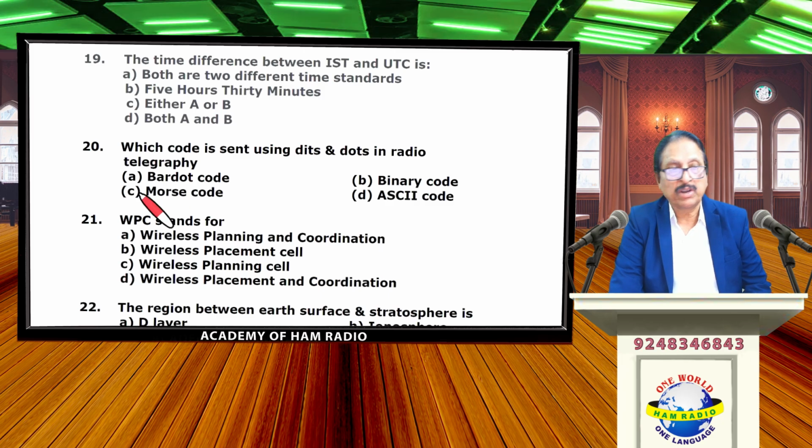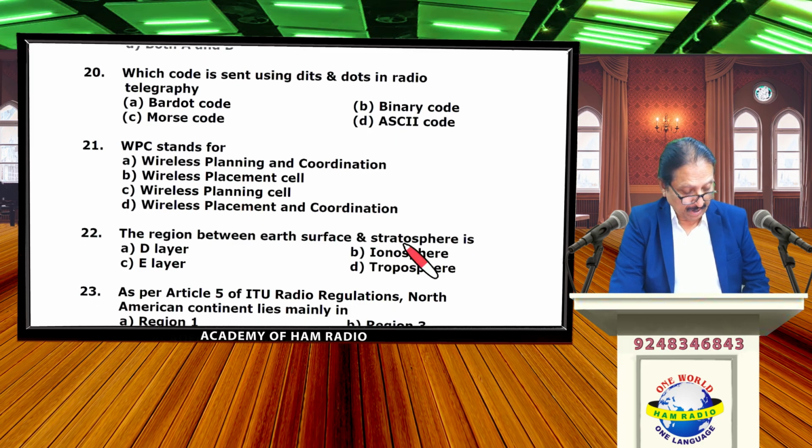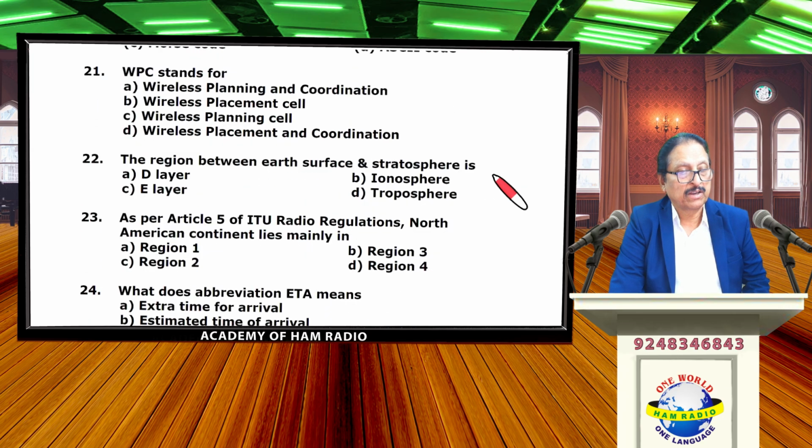Question number 20. Which code is sent using dits and dahs in radio telegraphy? So Morse code. Charlie is the right option. 21. WPC stands for Wireless Planning and Coordination. So Alpha is the right option.